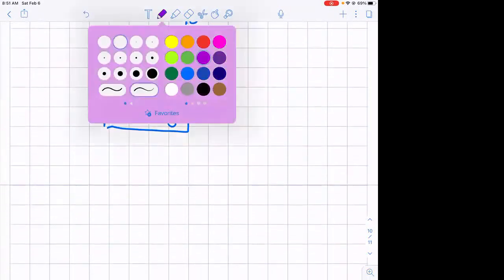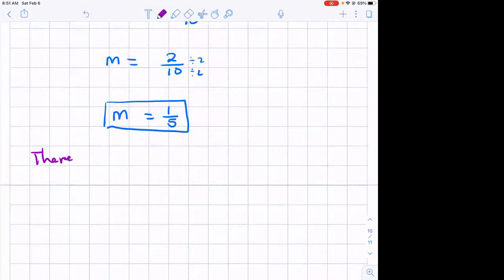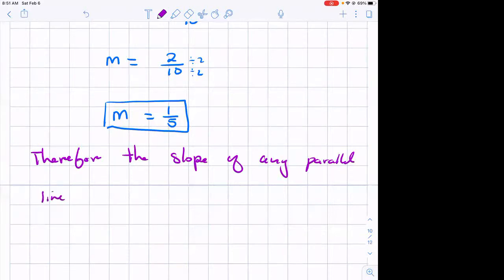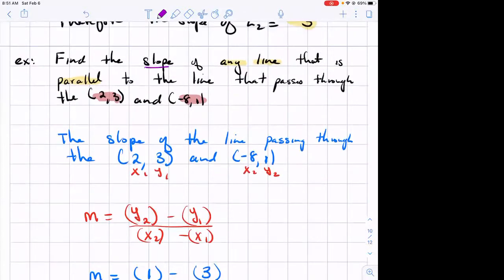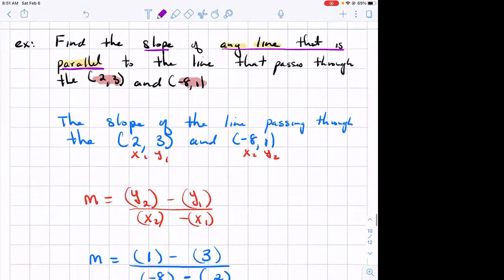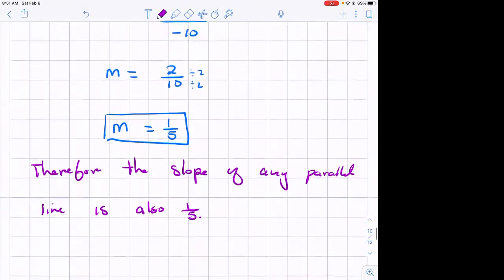Therefore, the slope of any parallel line is also 1 divided by 5. And that's what they're asking you to find. They're asking you to find the slope of any line that is parallel to the given line. So your answer is not just m equals 1/5. The slope of any parallel line is also 1/5. Okay?